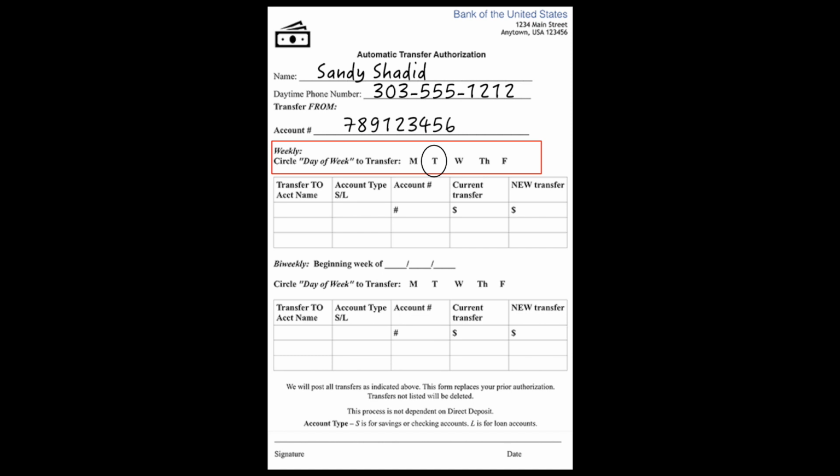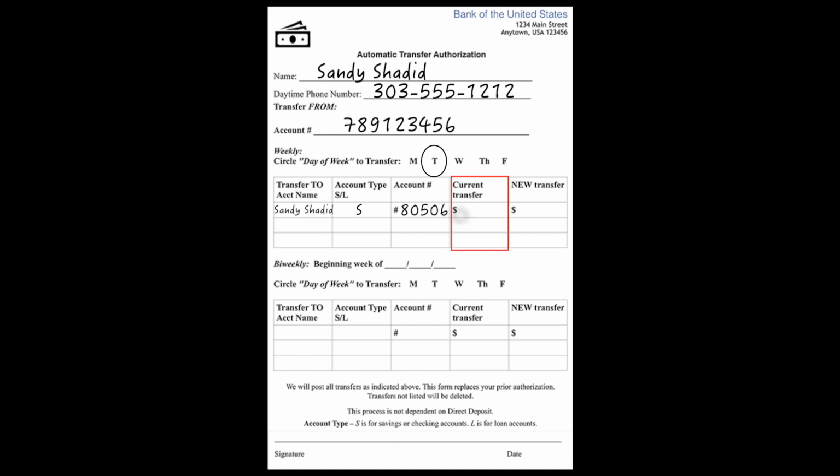In the Transfer To box, write your name. You are transferring money from your checking account to your savings account. Next, you will write an S or an L in the box for account type. Here, we want to circle S or write S because we are having money transferred into a savings account. In the chart, you must write the number of the account where the money is going. For example, most of you are placing money in your savings account. Write your savings account number in the account number box.